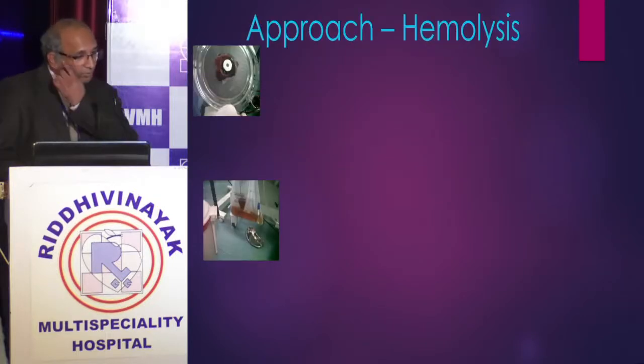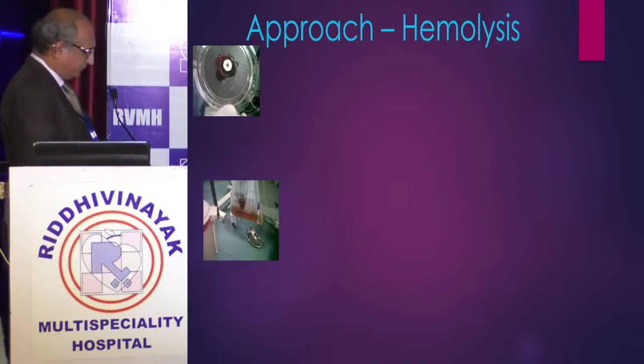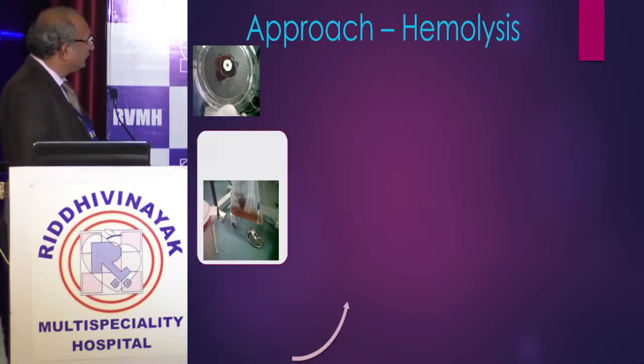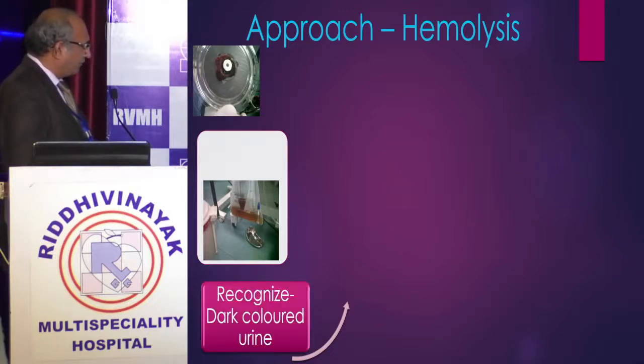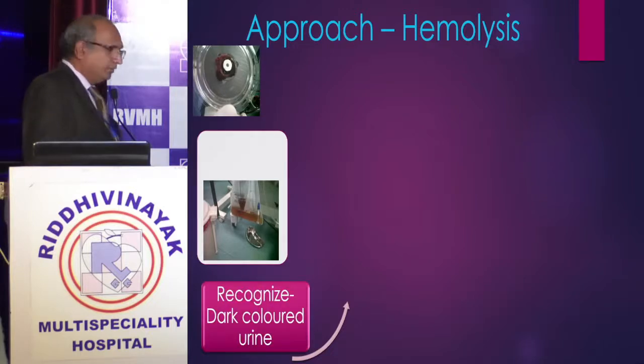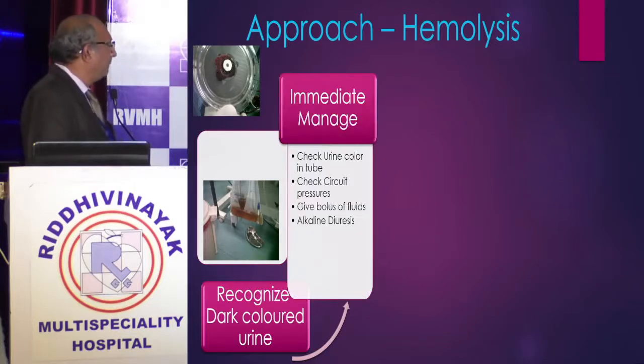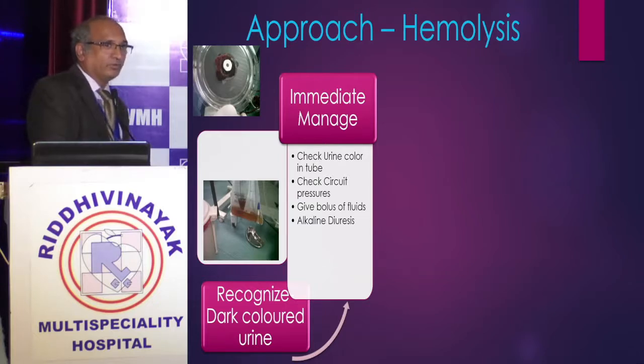Next is your hemolysis. And all of you must have seen these pictures which suggest there is hemolysis. Your staff comes and tells you dark color urine. It can be hemolysis, can be hematuria or bleeding. Check the urine color in the tube. Don't look at the color here. Check the color in the tube, because this color will take longer to change. The tube color immediately tells you what is the current picture.